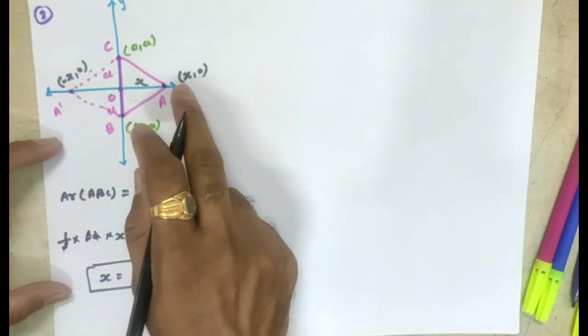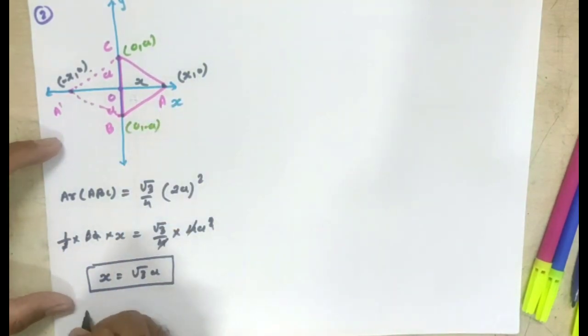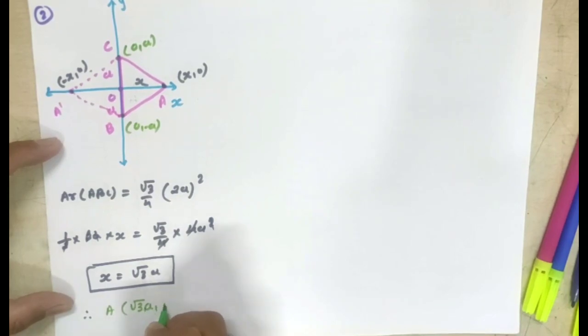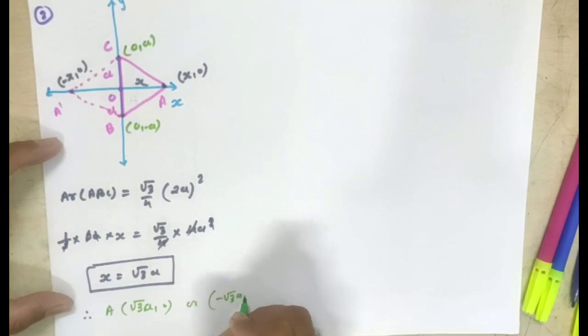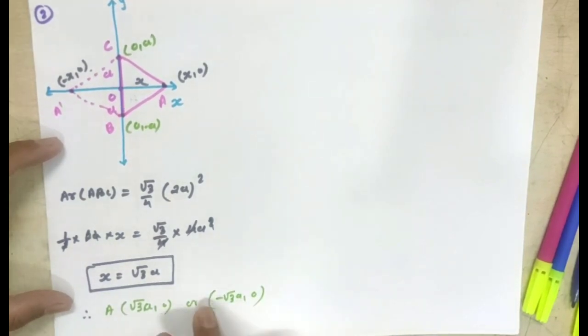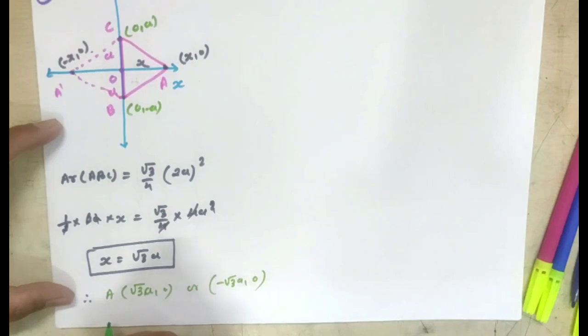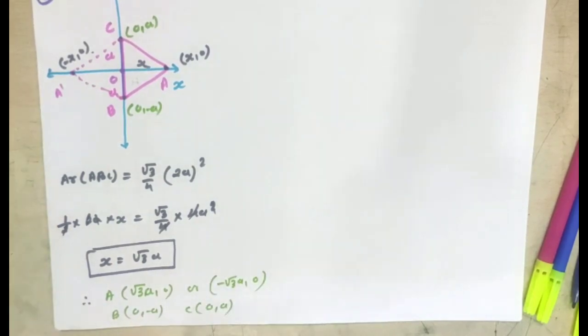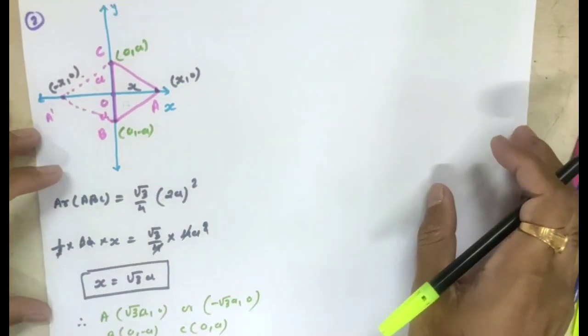So now we can write the coordinates of vertex A. Therefore our answer: the coordinates of vertex A can be (root 3 a, 0) or (minus root 3 a, 0). B and C we already got from the diagram. The coordinates of vertex B are (0, minus a) and C are (0, a). That is the answer. Done. Is that clear?